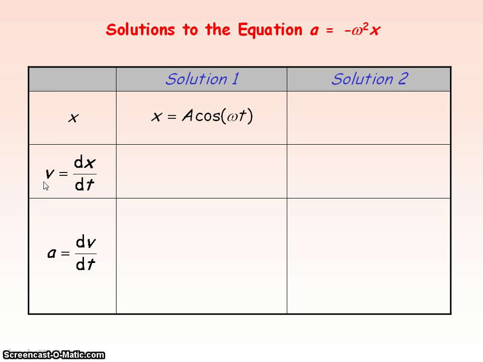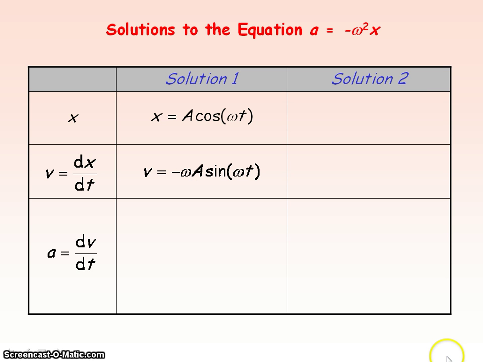So the velocity, which is defined as the rate of change of displacement, will be found by the differentiation of displacement as a function of time, and this will give minus omega a sine omega t.